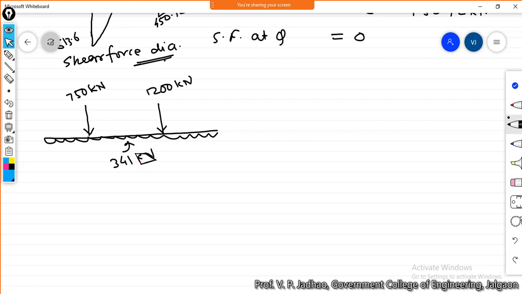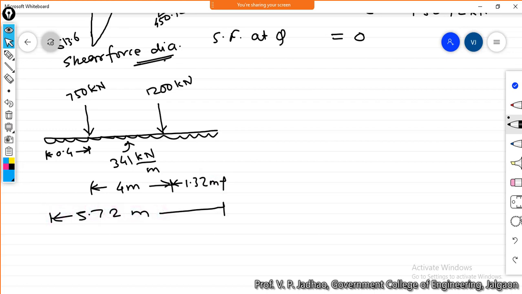Okay, just a minute. This distance is 0.4 meter. This particular distance is 4 meter, and this distance is 1.32 meter, and this total distance is 5.72 meter. We have to draw the bending moment diagram for this. This point is A, this point is B. Let us consider this as P and this as Q.